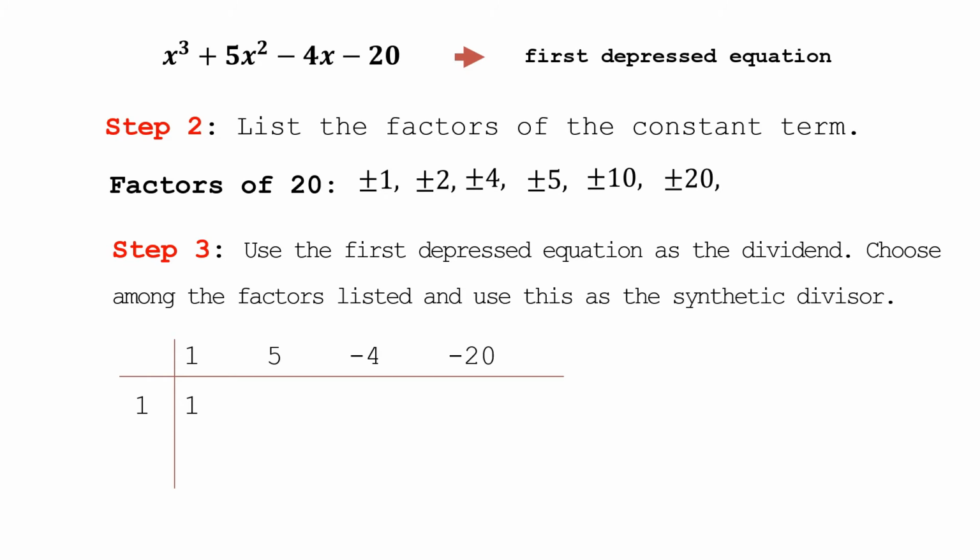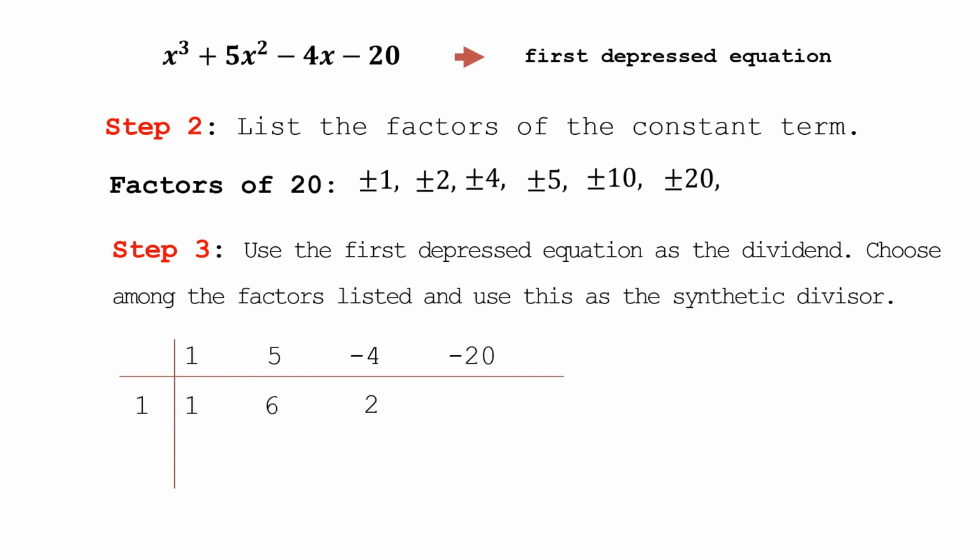Take note that for us to have a lesser writing or lesser solution, we have to do mental math here. Let's do this one. We have 1 times 1 is equal to 1. 1 plus 5 is equal to 6. And then you put 6 there. And then you go back again to multiplication and then addition. 6 times 1 is equal to 6. 6 plus negative 4 is equal to positive 2.